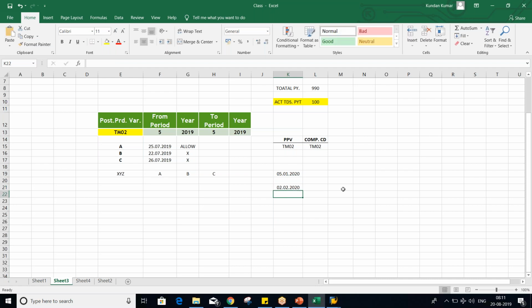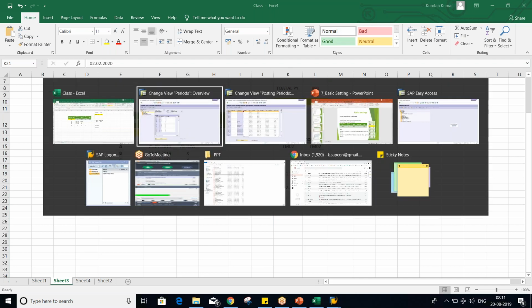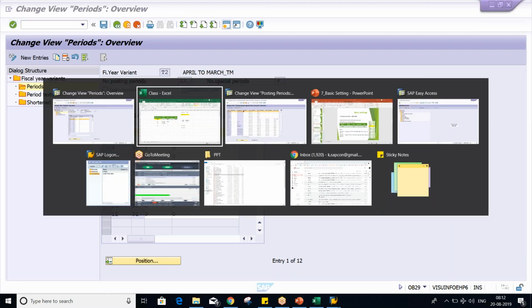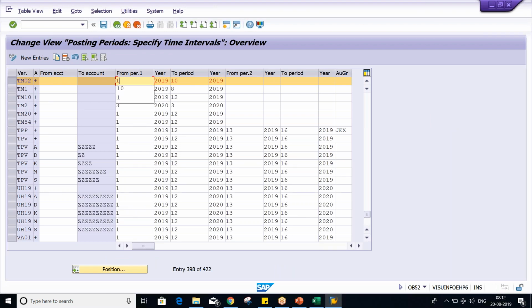Let's suppose we are in February 2020. We are going to post a transaction, right? February means what, guys? Now the system is going to check. February means the second period, and the second month means the 11th period for us. So the system is going to check whether the 11th period is open or not. Let's suppose we have opened it, the 11th period is open.